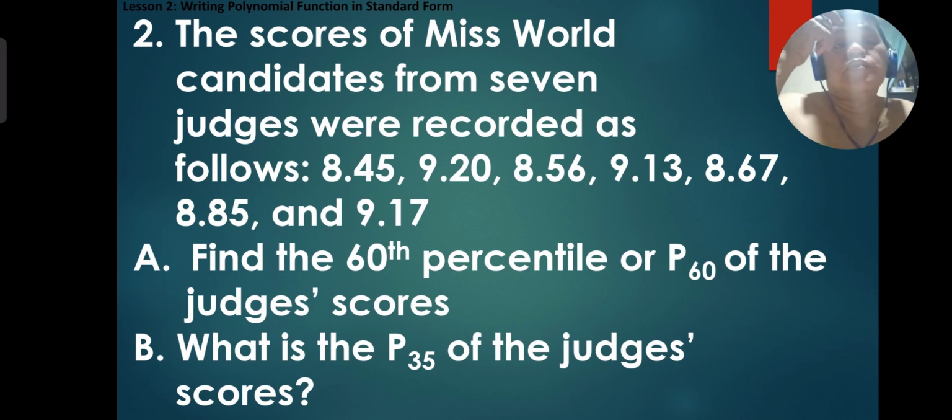Problem number 2. The scores of Miss World candidates from 7 judges were recorded as follows: 8.45, 9.20, 8.56, 9.13, 8.67, 8.85, and 9.17. Letter A. Find the 60th percentile of the judges' scores. Letter B. What is the 35th percentile of the judges' scores?